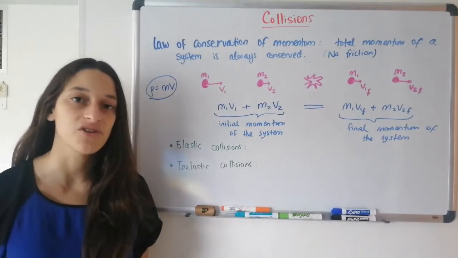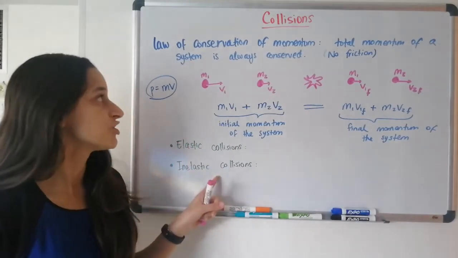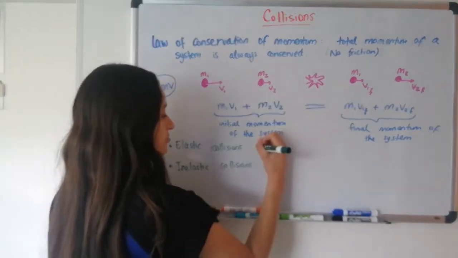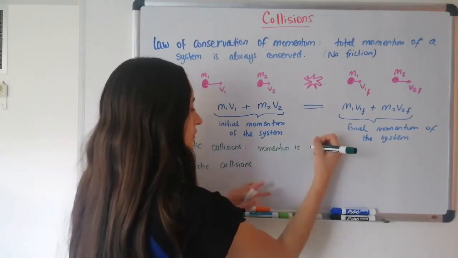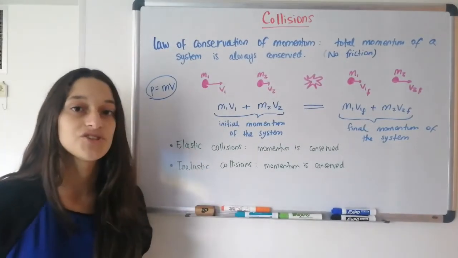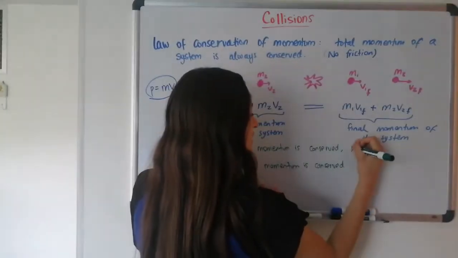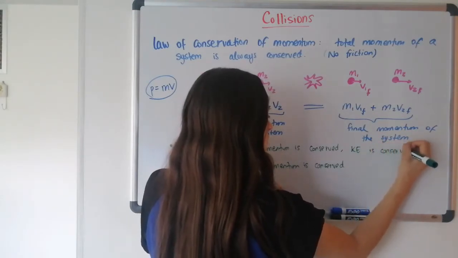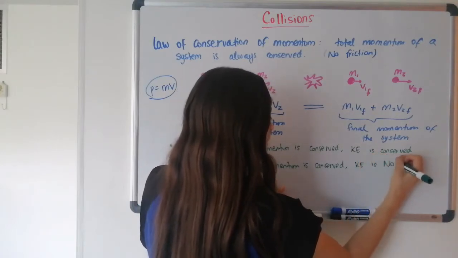Whether it's one or the other depends on what is conserved during the collision. In both collisions, momentum is conserved because it's a general law. So I'm going to put in both, momentum is conserved. But the difference is that in elastic collisions, kinetic energy is also conserved. In inelastic collisions, kinetic energy is not conserved.